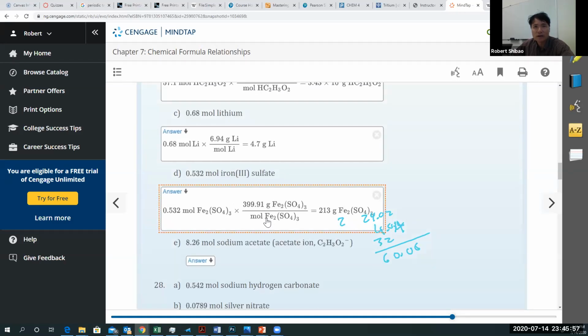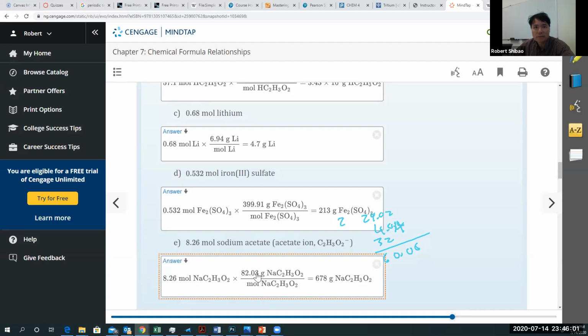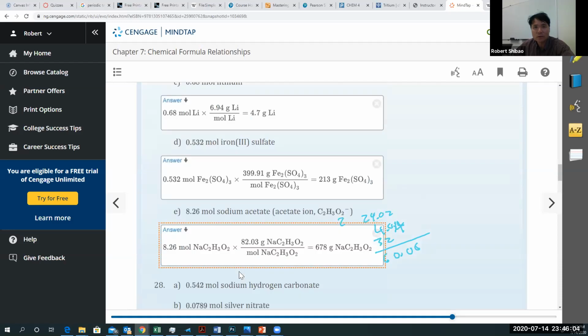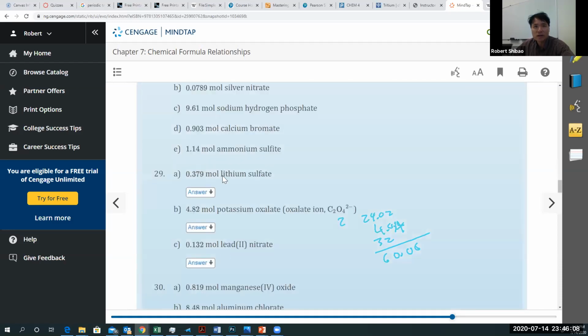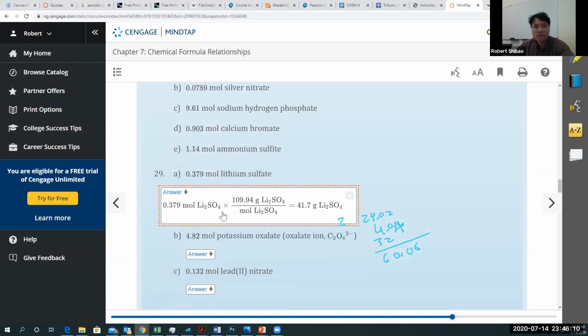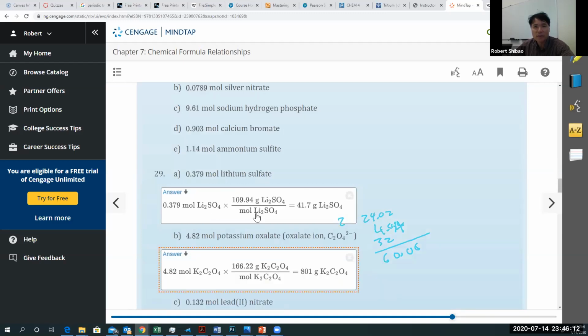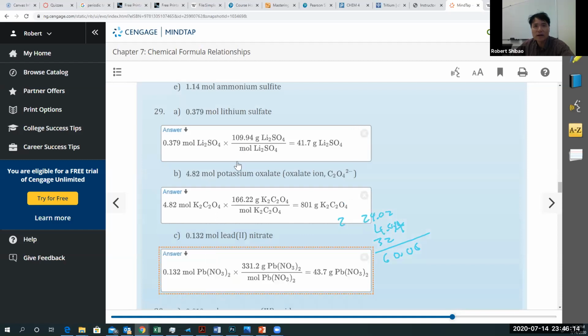The molar mass of iron 3 sulfate. Sodium acetate. There's a molar mass of sodium acetate. Mole to gram conversion here. Lots of mole to gram conversions. Mole to gram conversions are very common. We need the molar mass. We have to know how to calculate the molar mass of these, and in order to do that, we need the correct formula.